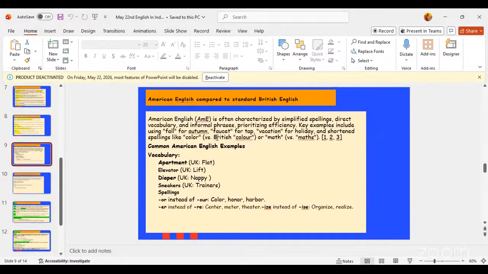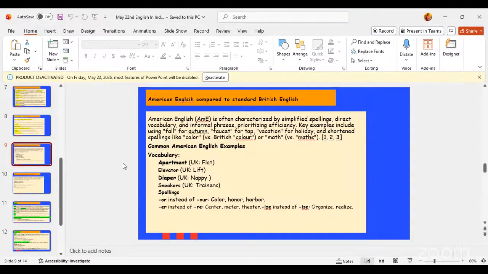Let's talk about American English compared to standard British English. American English, that is AmE, is often characterized by simplified spellings, direct vocabulary, and informal phrases, prioritizing efficiency. Key examples include the use of fall for autumn, faucet for tap, vacation for holiday, and shortened spellings like color versus British colour, or math versus maths.